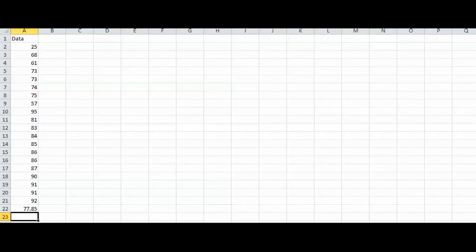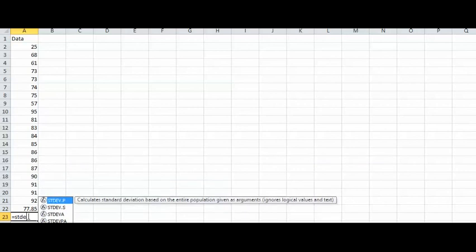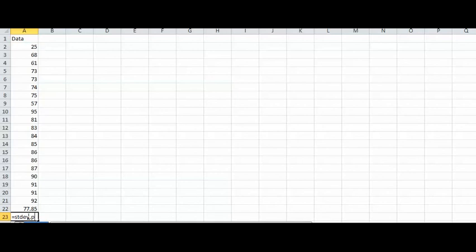Now I want to get the standard deviation of the class. So I'll click on another empty cell down here, and I'll type in equals STDEV. And then I have to actually type in .p, since it's an entire population. When I type in equals STDEV.p, it tells Excel that I'm calculating the standard deviation of an entire population. So Excel won't use n-1. It'll just use the formula with n.